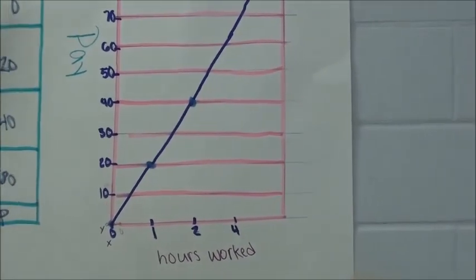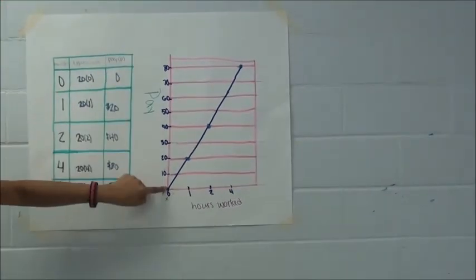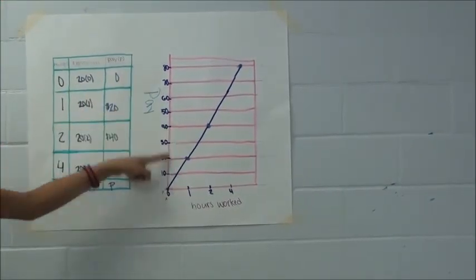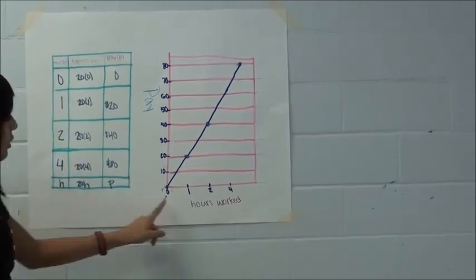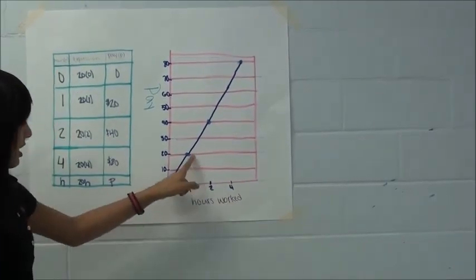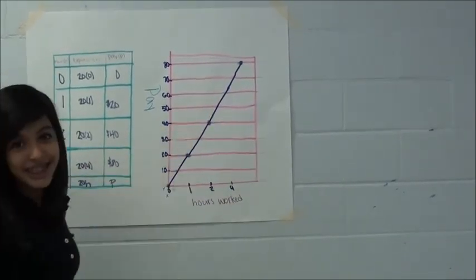And then you're going to take this column and fit it right here. So you're going to make that. Then you're going to put the hours on the bottom. And then you're just going to connect the dots. The end.